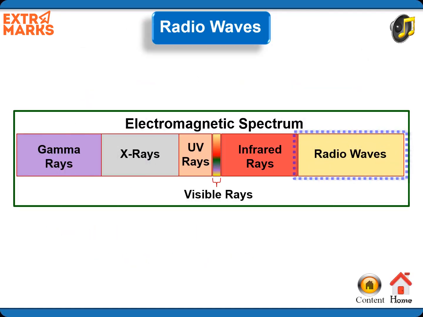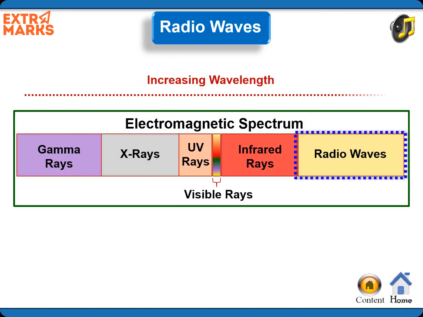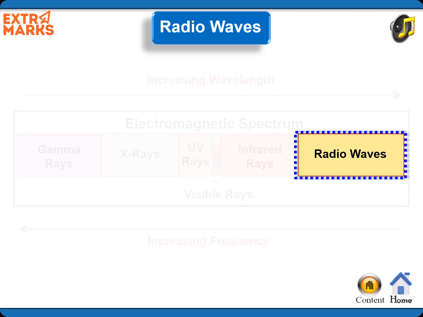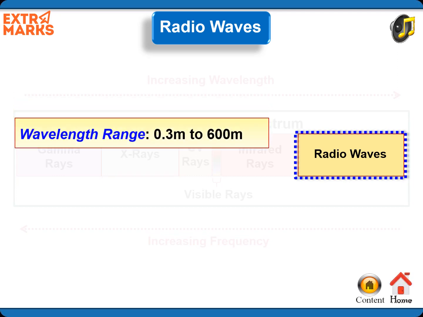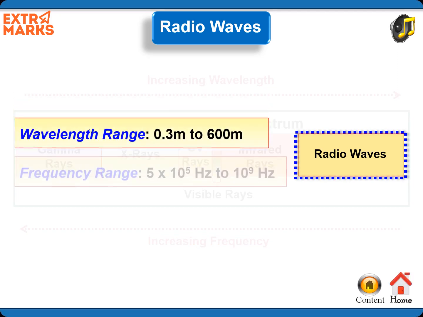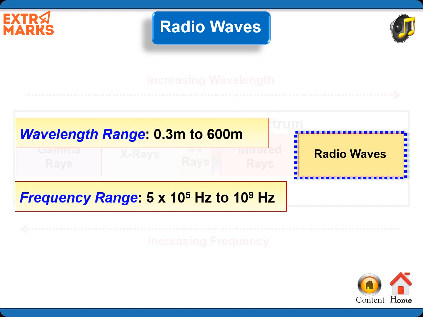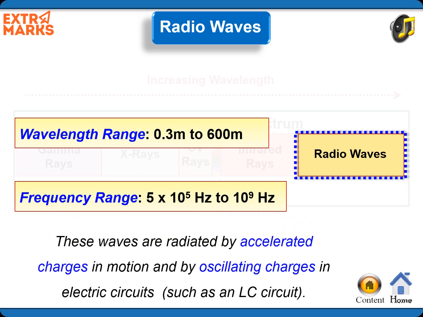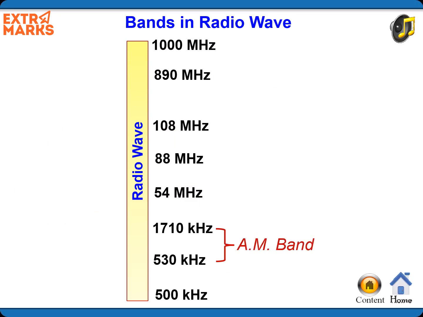Radio waves are characterized by the longest wavelengths and the lowest frequencies in the electromagnetic spectrum. Its wavelength ranges from 0.3 meter to 600 meter and frequency ranges from 5 × 10^5 Hz to 10^9 Hz. Radio waves have different bands according to their frequency range.